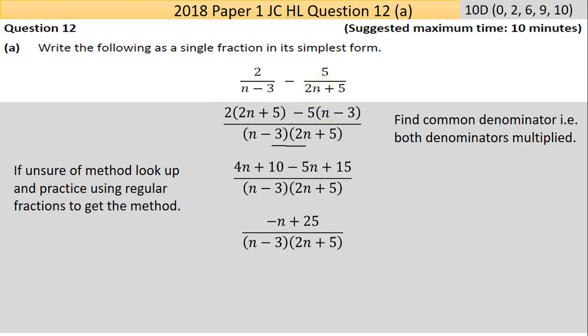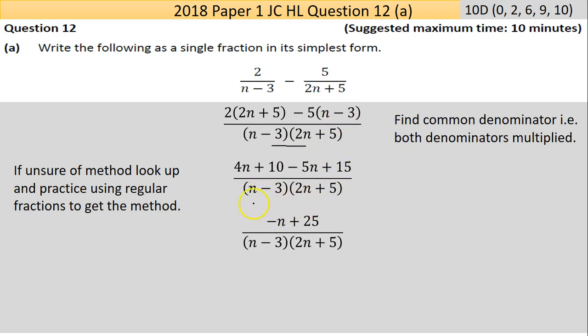Now I've divided the 2n plus 5 into my denominator. That leaves the n minus 3, multiplying that by the numerator, and you have your minus 5. Now I can just go left to right in each bracket. So 2 by 2n is 4n, 2 by 5 is 10, minus 5 by n is minus 5n, minus 5 by minus 3 is plus 15.